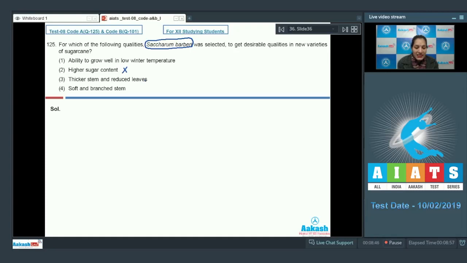It has thin stem, not the thicker stem. So this option is also ruled out. It does not have soft and branched stem. Hence this option is also ruled out. So just to get the desirable qualities in new varieties of sugarcane, Saccharum barberi was selected just because of its ability to grow well in low winter temperature of North India. So the correct option for the given question is option number 1. Let's move to the next question.